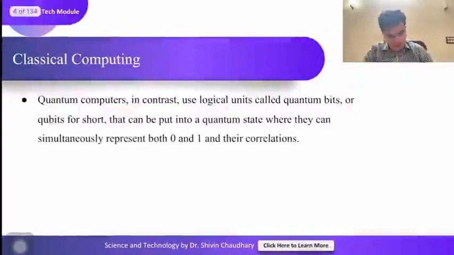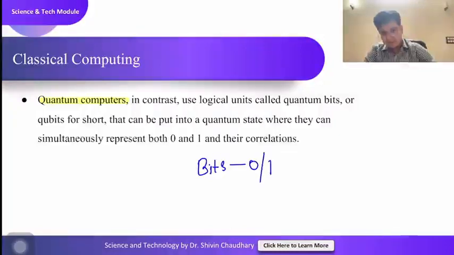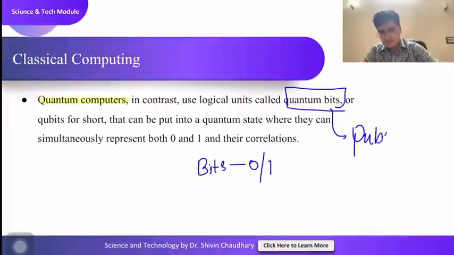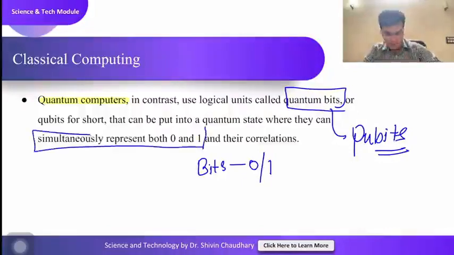Okay, now quantum computers are slightly different, right? Rather than using bits, which was the normal code of 0 and 1, they have started using something called quantum bits or qubits, right? And what can they do? They can simultaneously represent both 0 and 1. ये चीज हम अभी देखते हैं, no need to understand here.